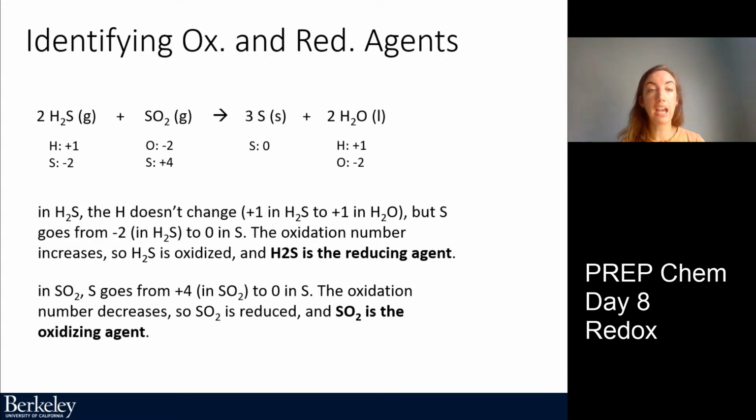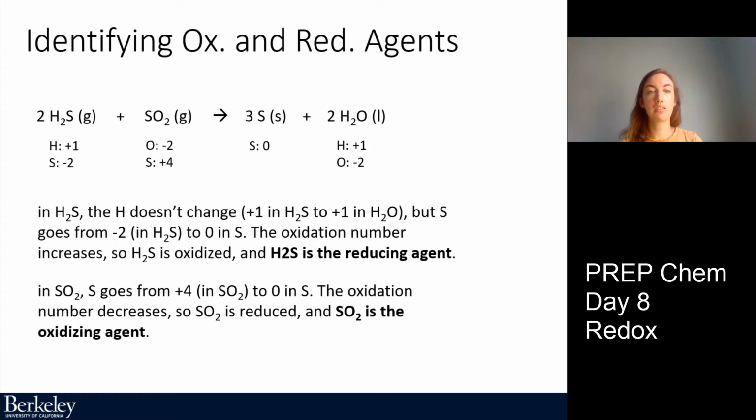So what's really happening here is that SO2 is stealing electrons from the H2S. The sulfur in H2S was -2 and ends up 0, while the sulfur in SO2 is +4 and ends up at 0. So electrons are being transferred from the sulfur in H2S to the sulfur in SO2.